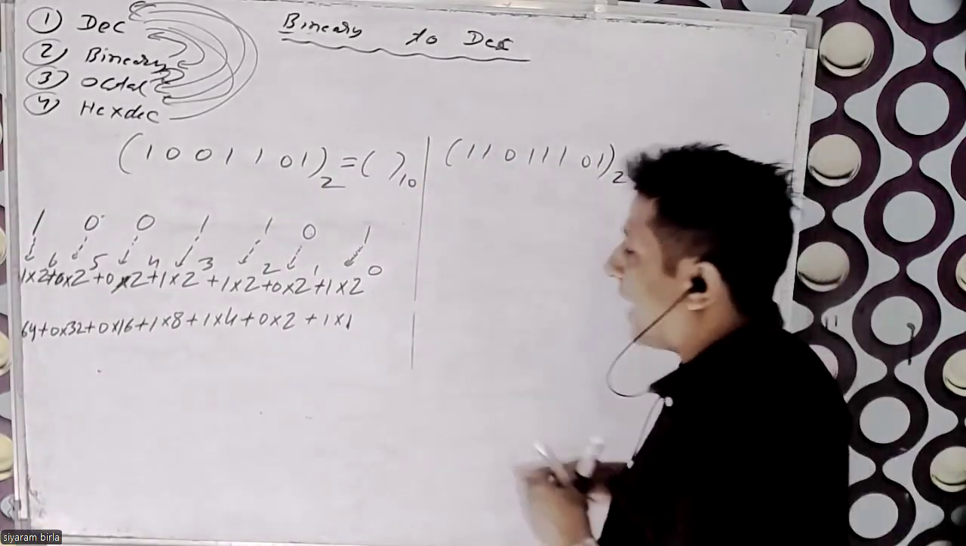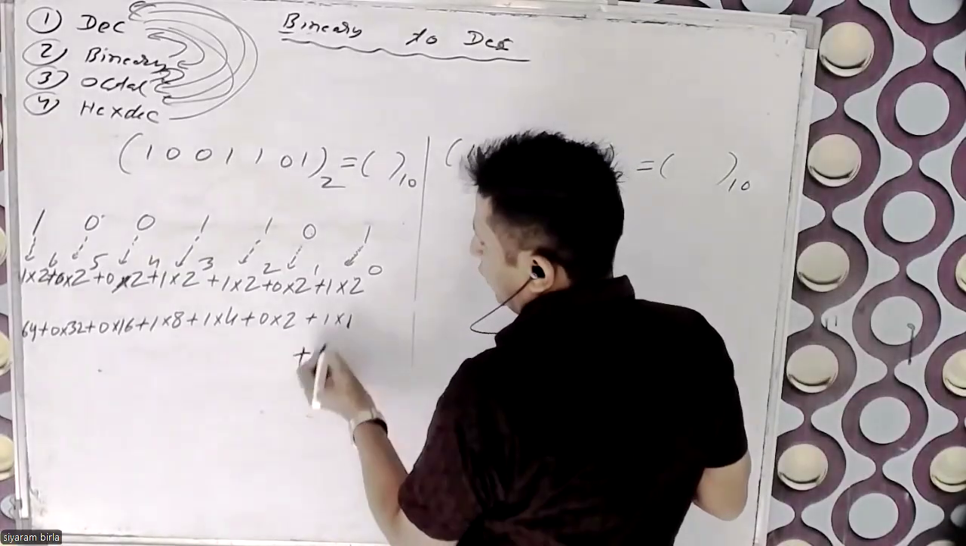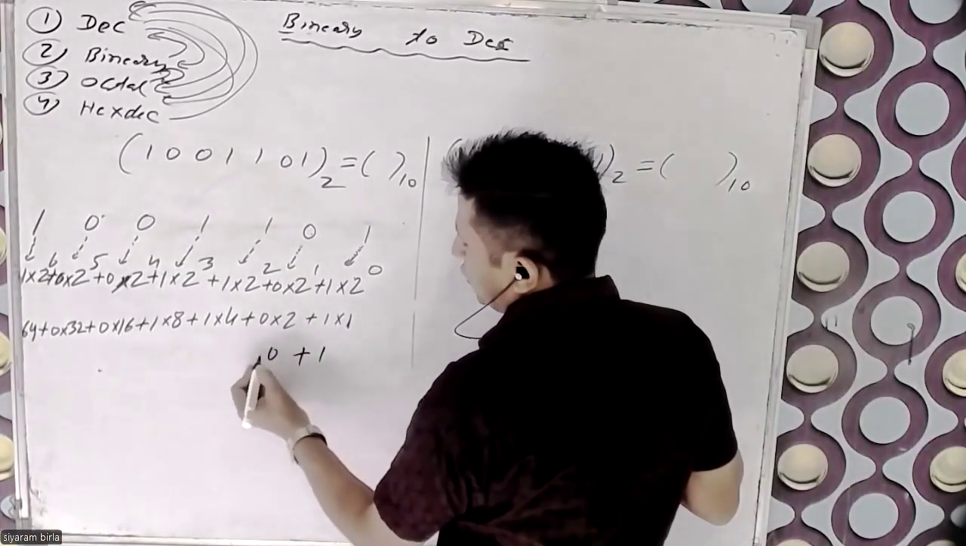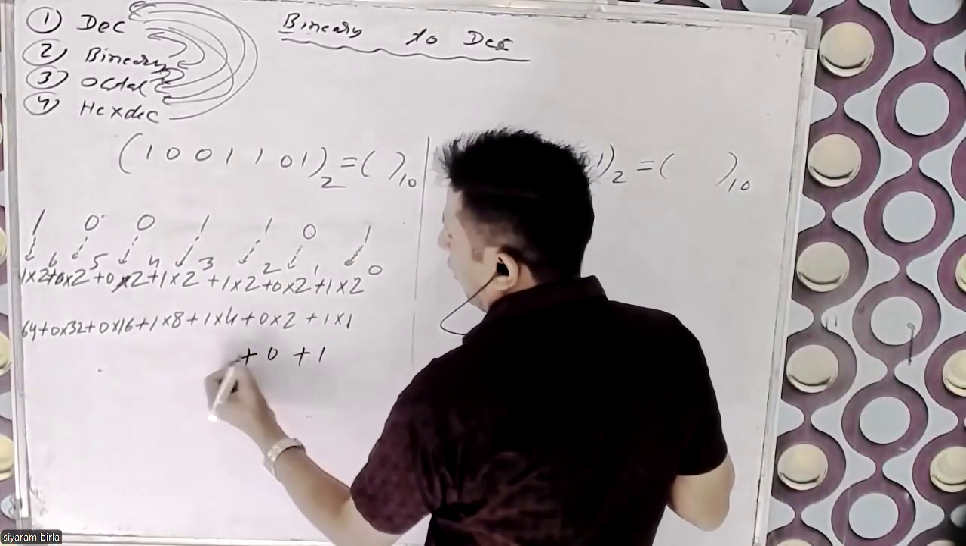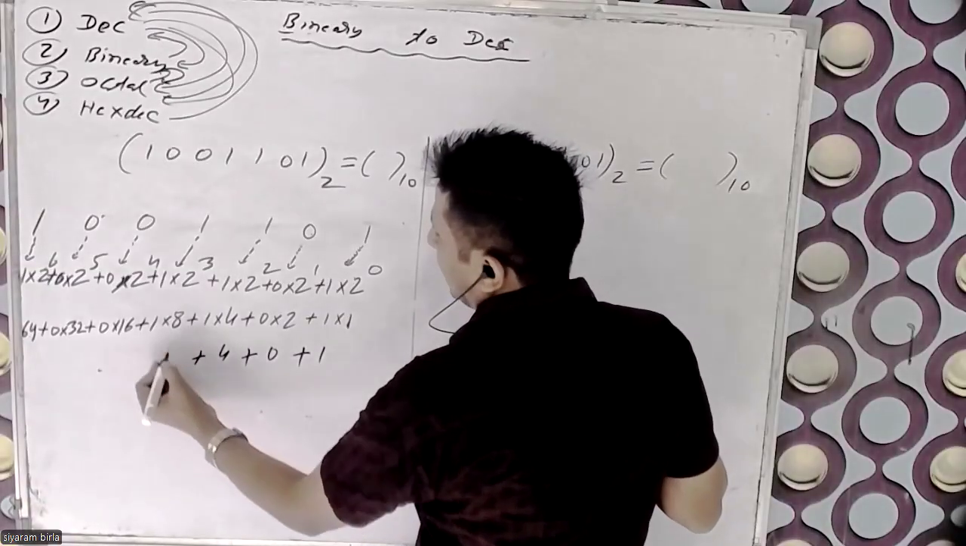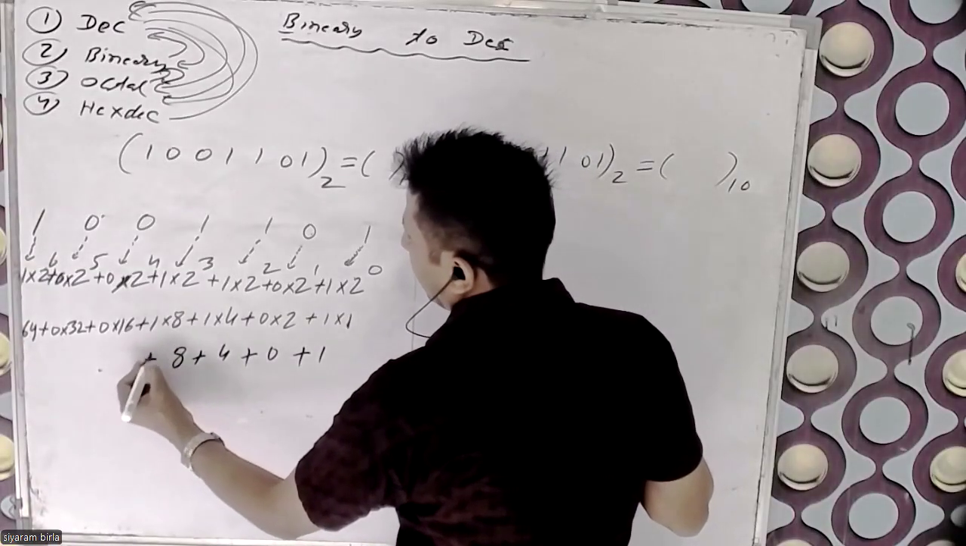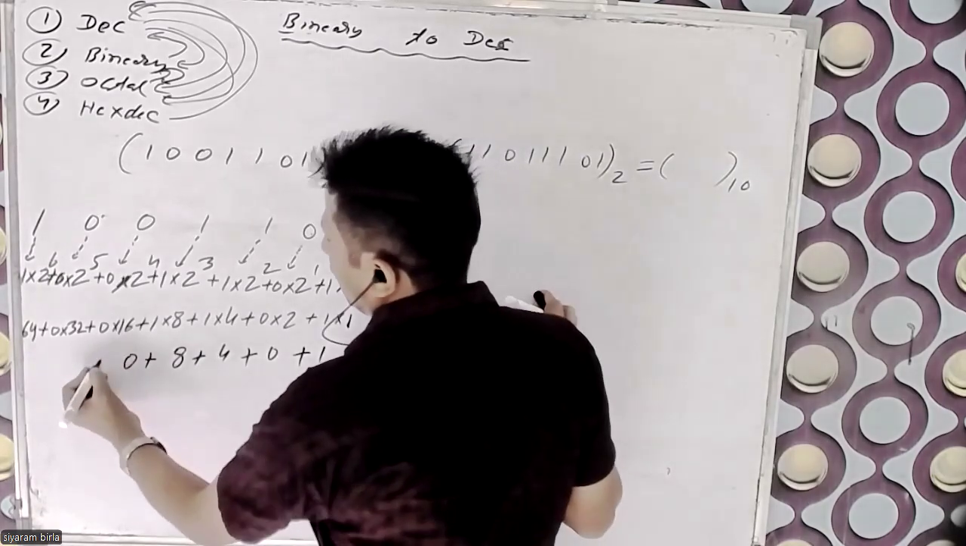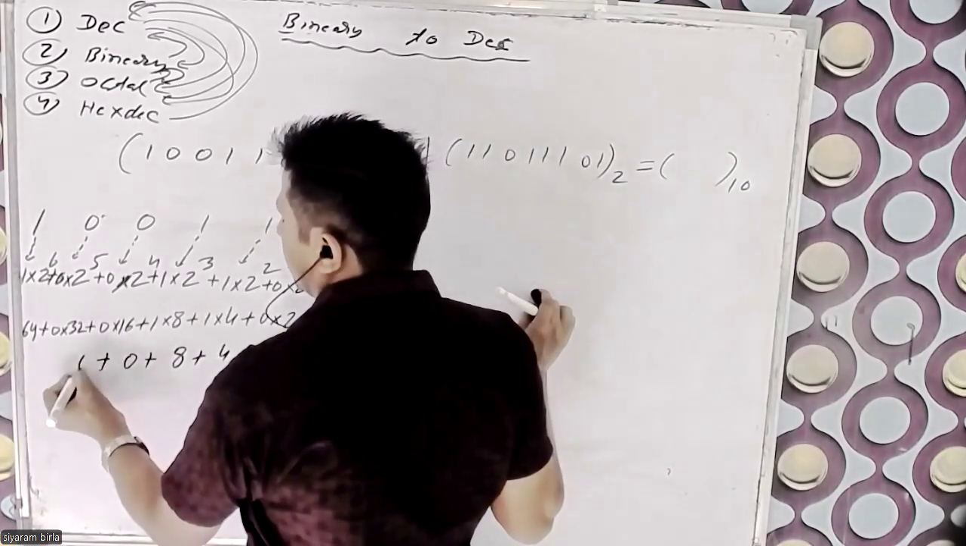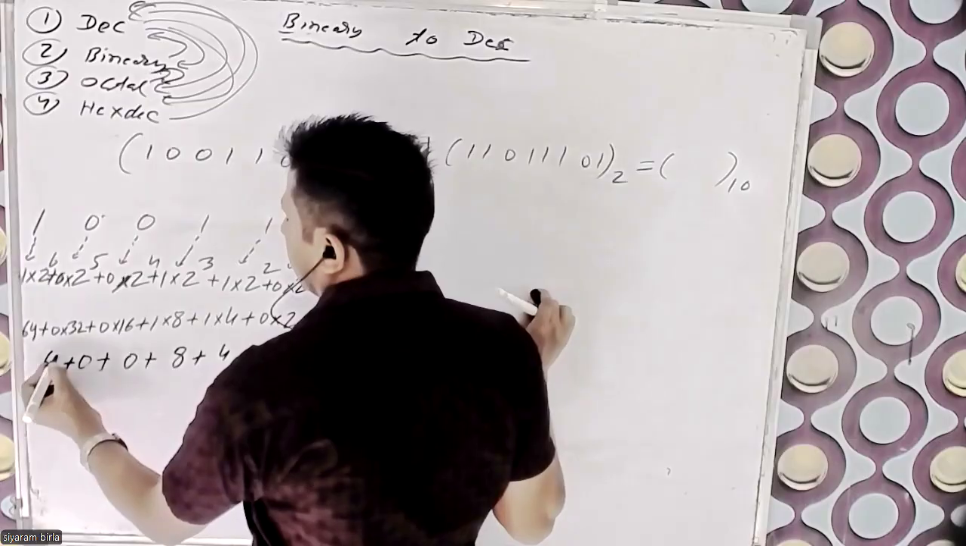So let me write this down. 1 into 1 is 1, 2 into 0 is 0, 4 into 1 is 4, 8 into 1 is 8, plus 16 into 0 is 0, plus 32 into 0 is 0, and 64.